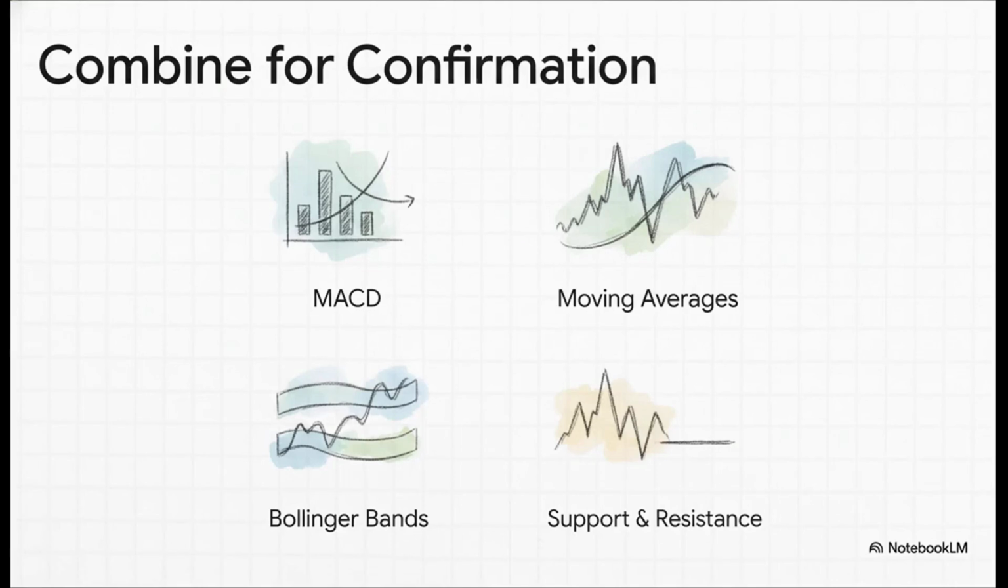So who's on its team? Well, think about pairing it up with other indicators. Maybe you wait for a MACD crossover to give you the green light on an RSI signal. Or you could use a simple moving average to tell you what the main trend is, like only taking buy signals when the price is above the 200-day average. Oh, and an oversold RSI signal right when the price is hitting a major support level? Now that is a much stronger setup.